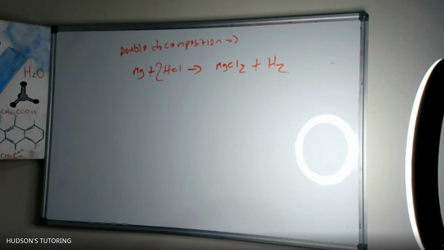So all chlorides are soluble except lead and silver. All carbonates are insoluble except sodium, potassium, and ammonium. Same thing for hydroxides. All hydroxides are insoluble except for sodium, potassium, and ammonium. So all sodium, potassium, and ammonium salts are soluble.